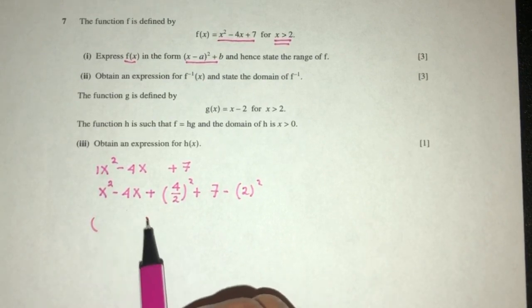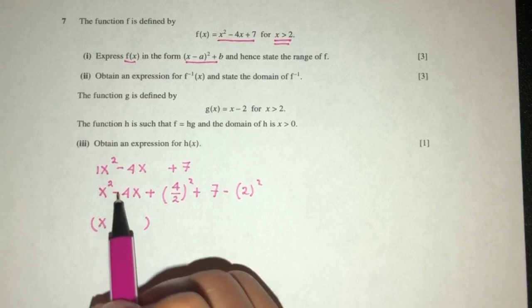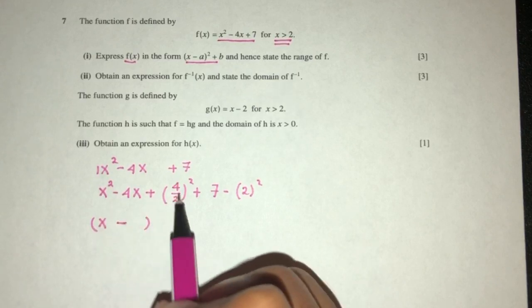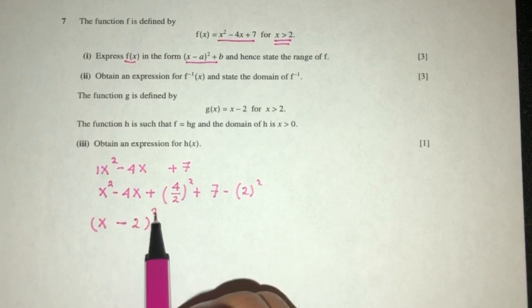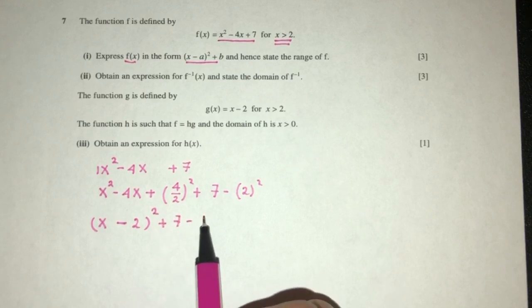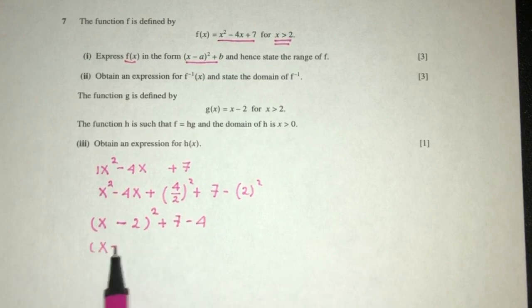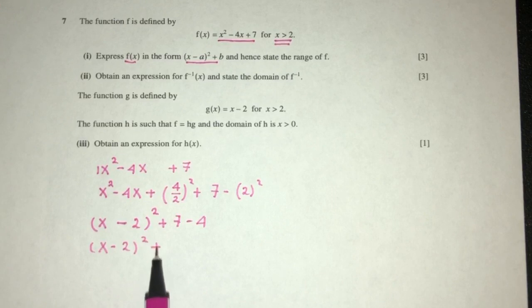This will become x here, minus here, and 2 in square. Here we have plus 7 minus 4. That will be x minus 2 squared plus 3. Okay, that will be f of x in the form of this.